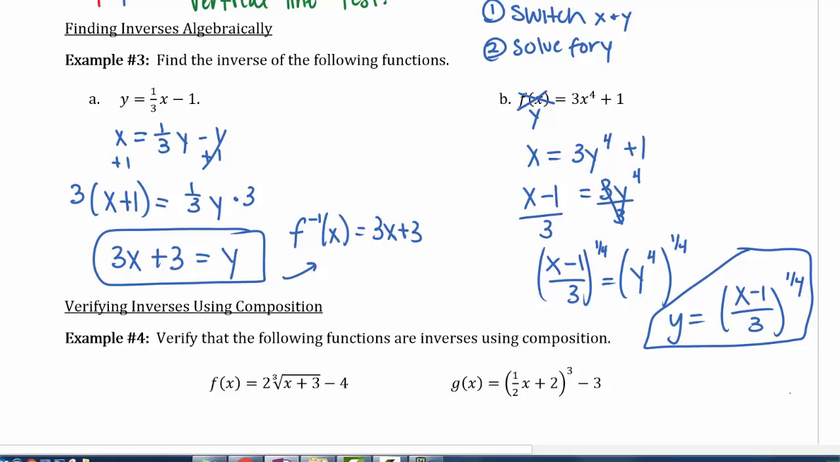Alright, so that's how you do it algebraically. Again, just switching x and y, and then you're going to have an equation that you've learned how to solve in the past that you have to remember how to solve.